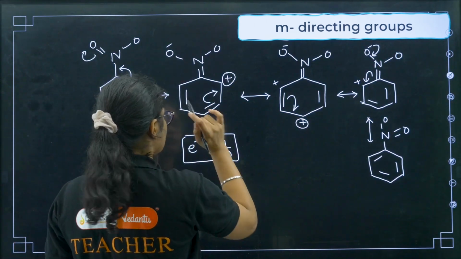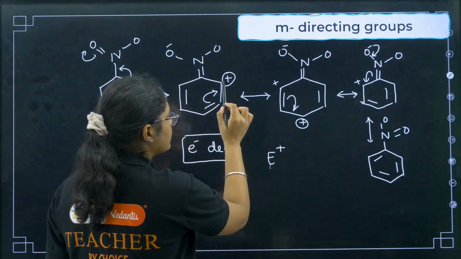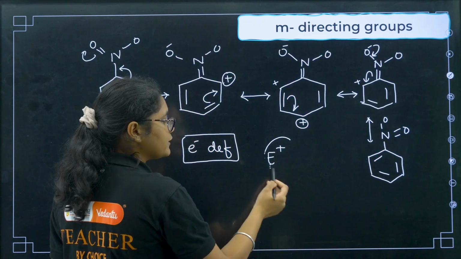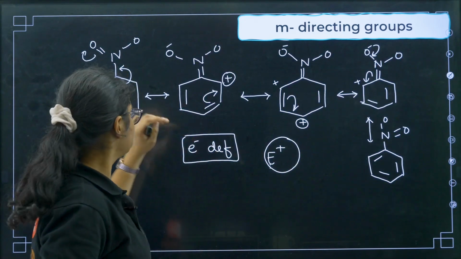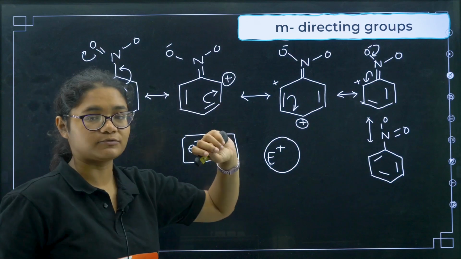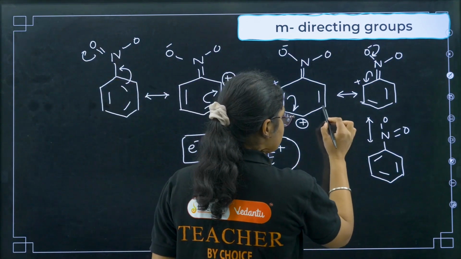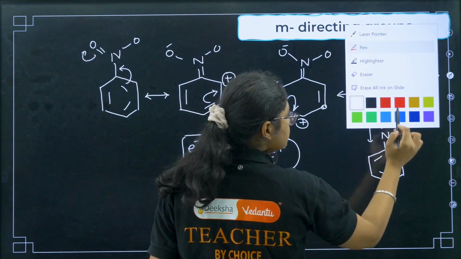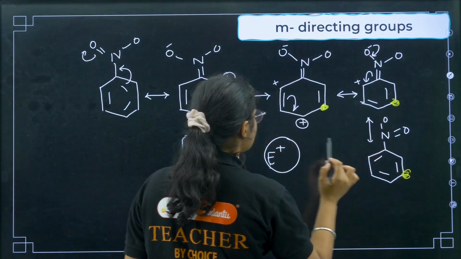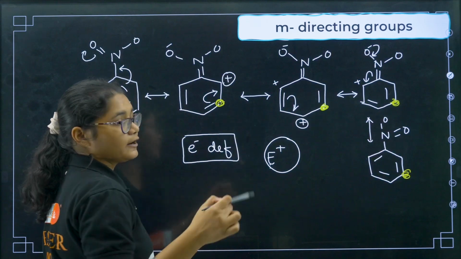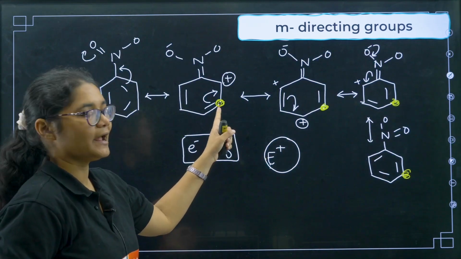Now, if this nitro group is there, and an electrophile wants to come, will this electrophile go here? No, right? Because it is an electrophile, it wants an electron rich center. So in case of NO2, the ortho and para positions are electron deficient. Then which is comparatively electron rich? You find that the meta position, where there is no positive charge, is comparatively electron rich. So in that case the electrophile will go and attack here.